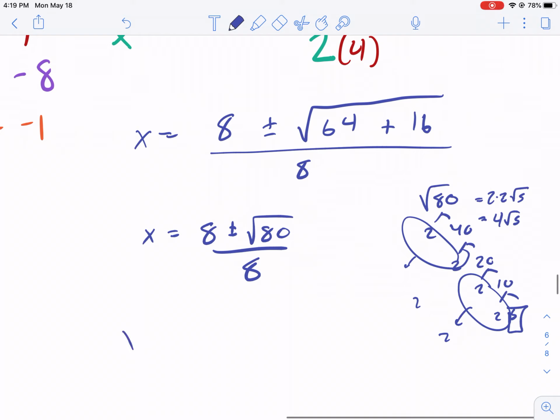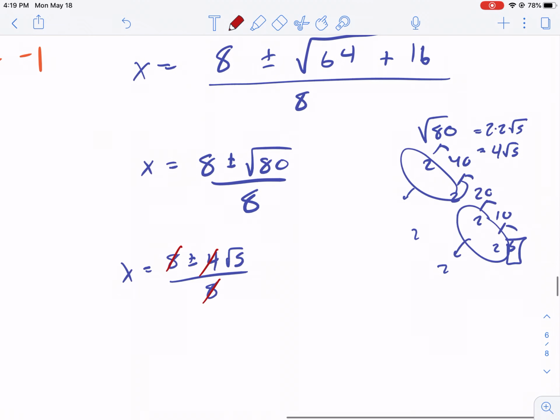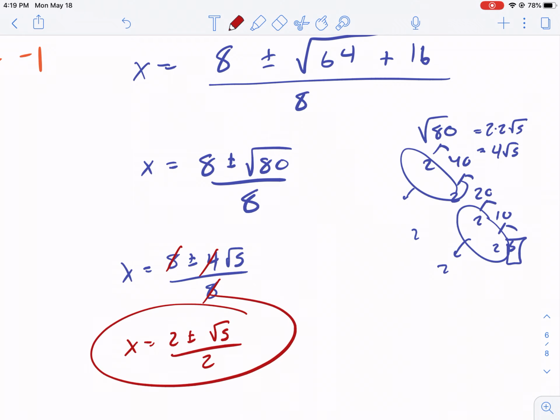So I'm going to rewrite it again. x equals 8 plus or minus 4 radical 5 over 8. I can simplify this because we see that everything is divisible by 4. So we're going to change this to x equals 2 plus or minus radical 5 over 2. And that's our final answer.